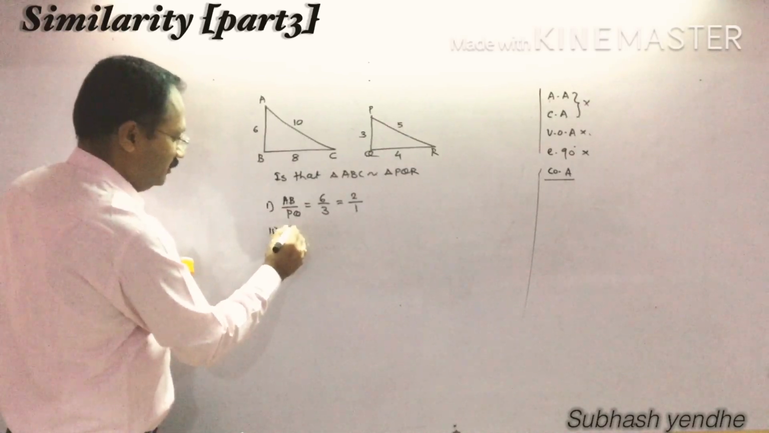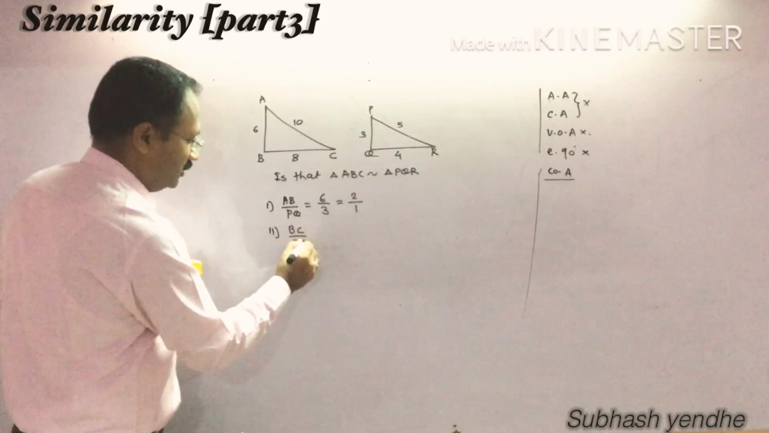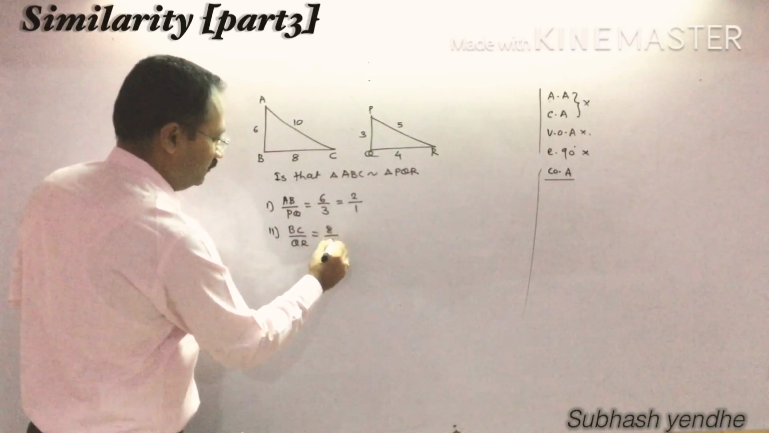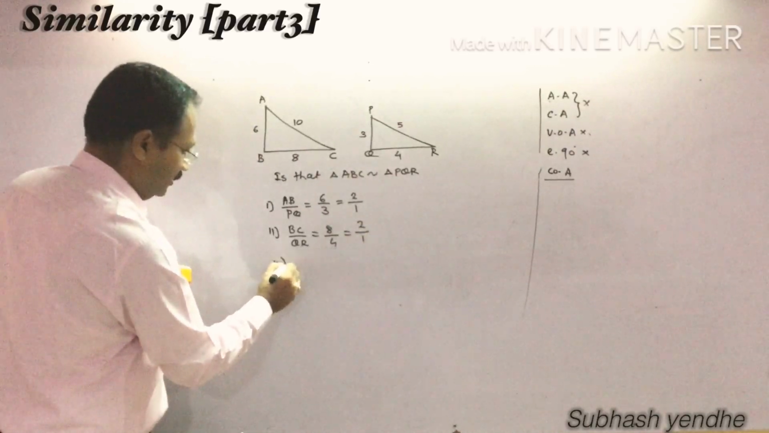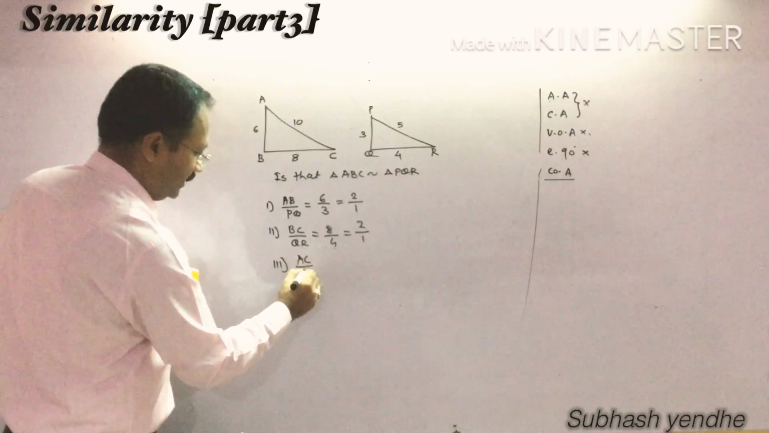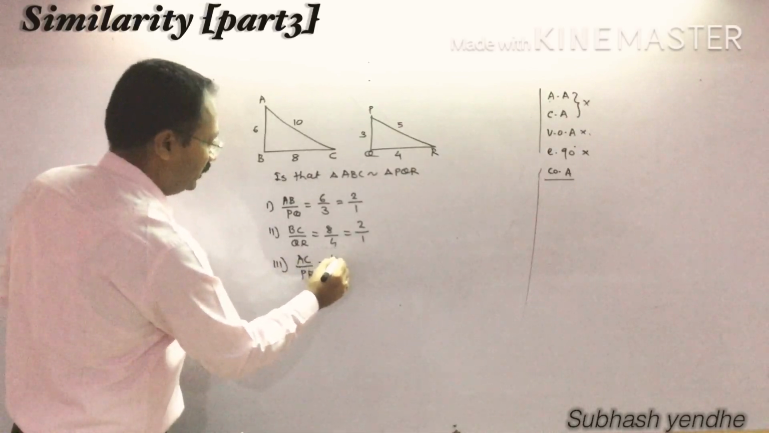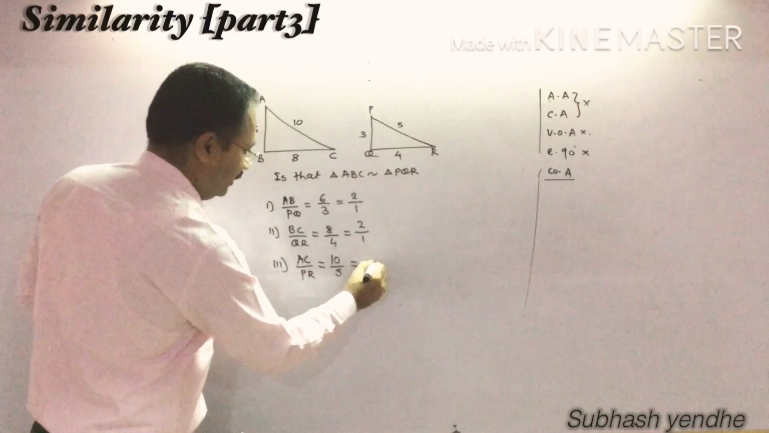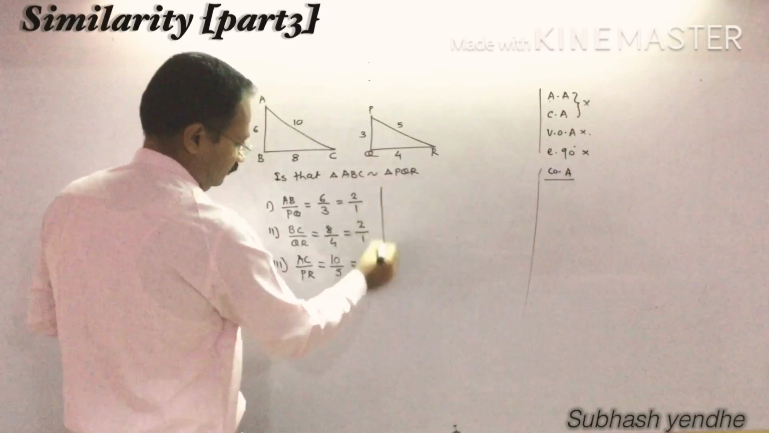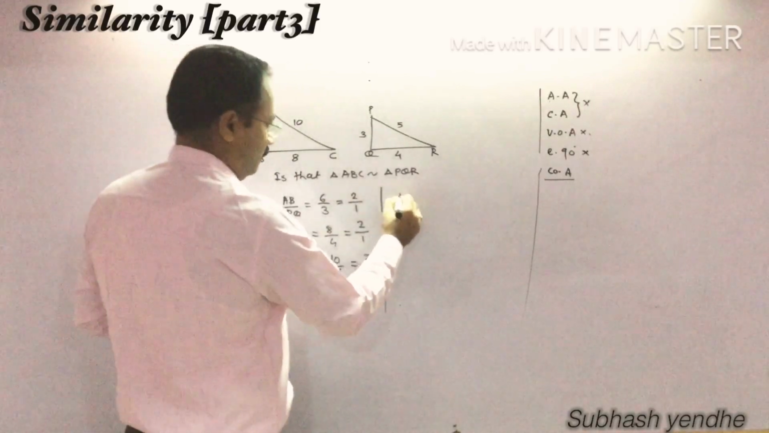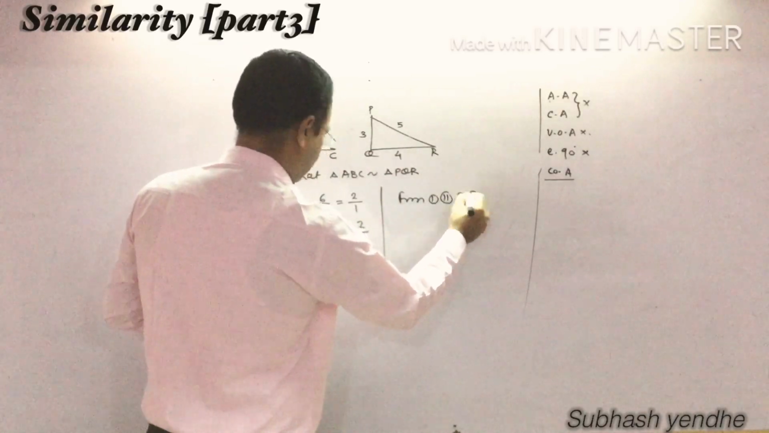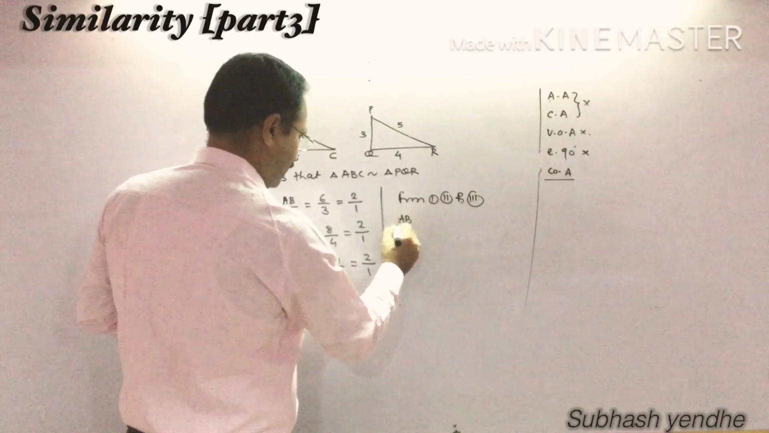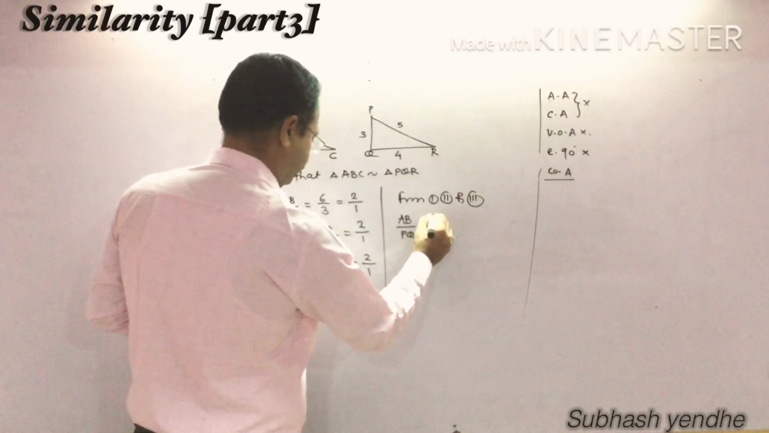Then second, BC upon QR equals 8 upon 4. 4 ones are 4, 4 twos are 8. Third one, AC upon PR equals 10 upon 5. 5 ones are 5, 5 twos are 10. So what do you observe? From 1, 2 and 3, all three sides are in proportion.